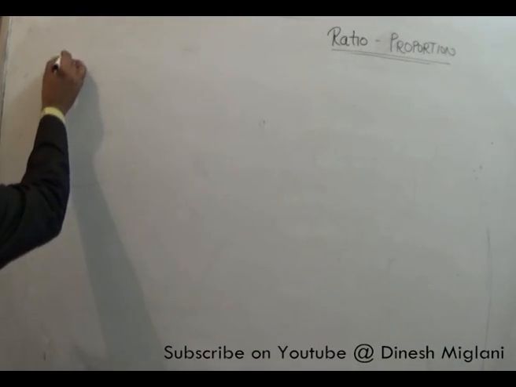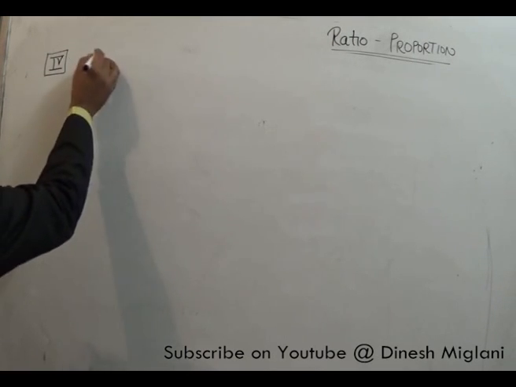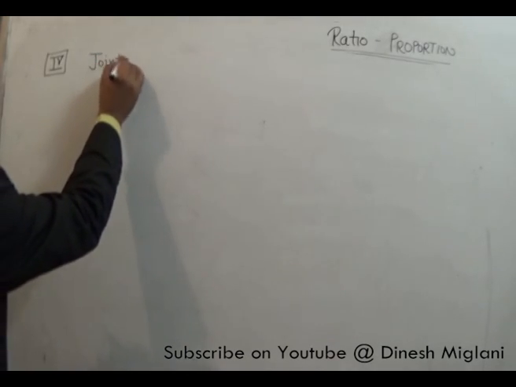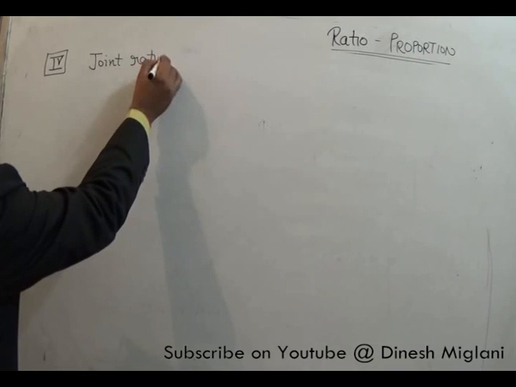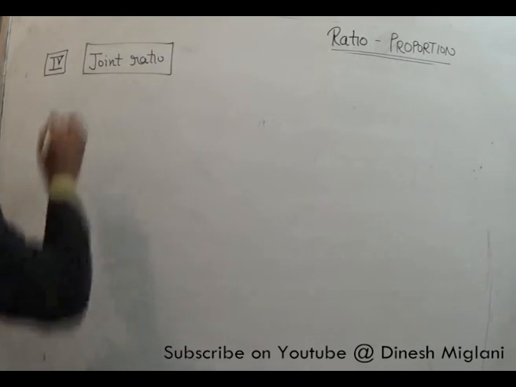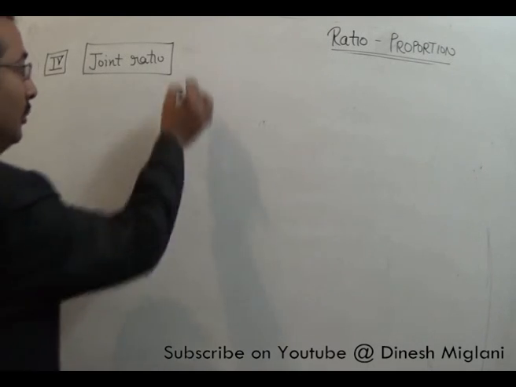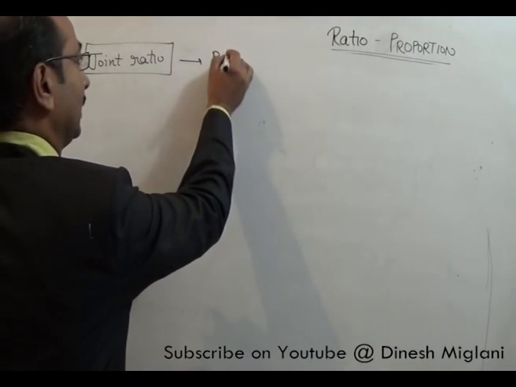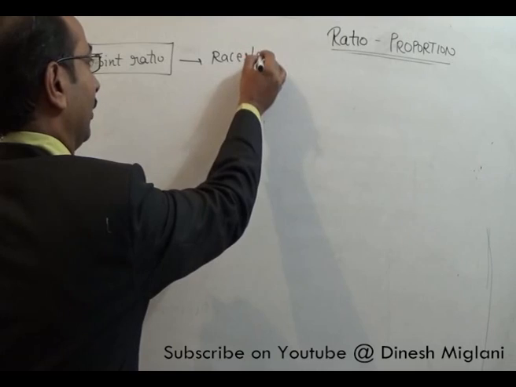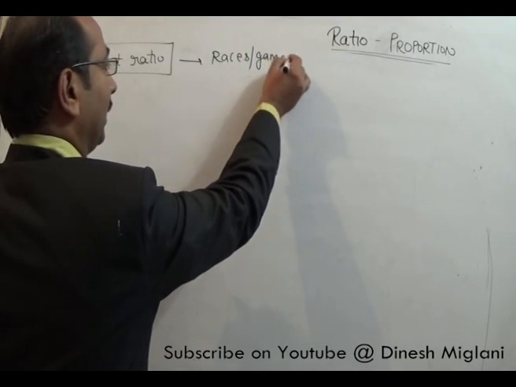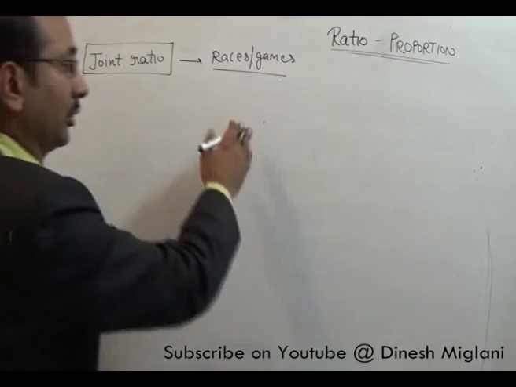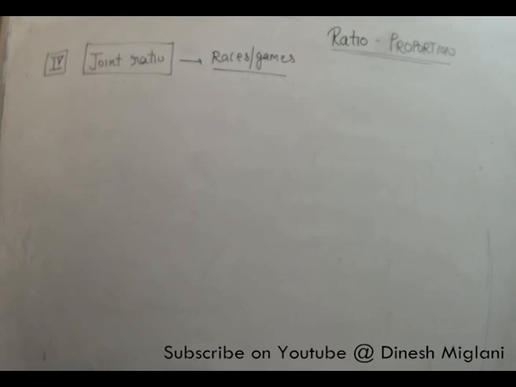The fourth concept in this is the concept of joint ratio. This is a very important concept because it has applications in questions based on races and games that we also study in time, speed and distance, as well as some questions we also do here. First we start with the concept of joint ratio.